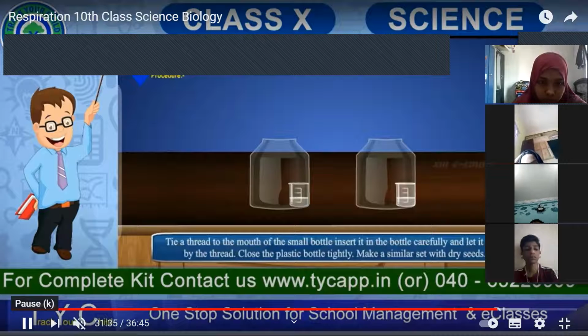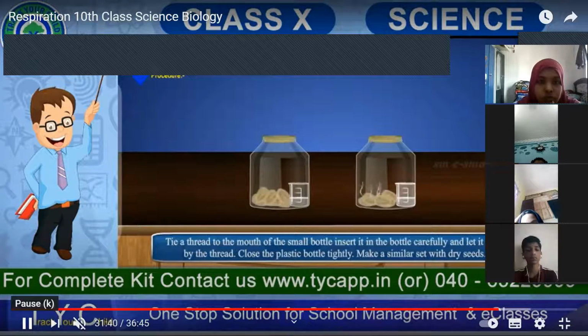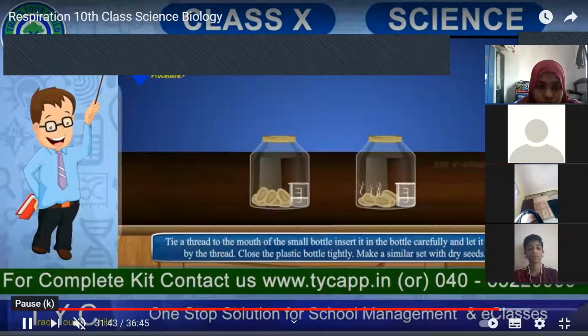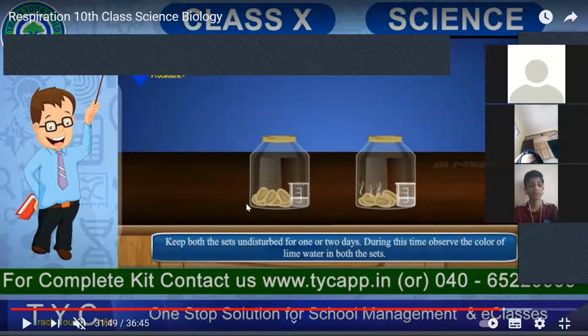We are going to tie a thread to the mouth of this small bottle that is inserted inside a big bottle, and we are going to let it hang by the thread, close the plastic bottle tightly, and make a similar set with dry seeds. So in one bottle we are keeping dry seeds, and in another bottle you can see germinating seeds. In one bottle, these are the seeds which we have not soaked and not germinated. And now we are going to observe the difference in both the lime water solutions kept inside, and keep both sets undisturbed for 1 or 2 days.